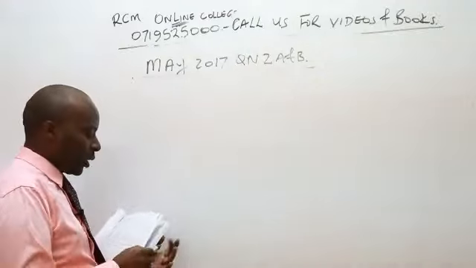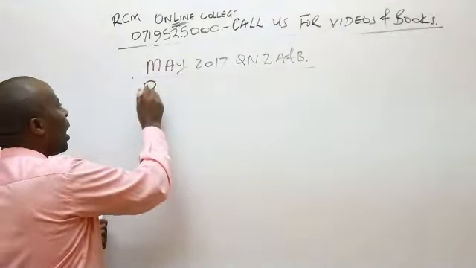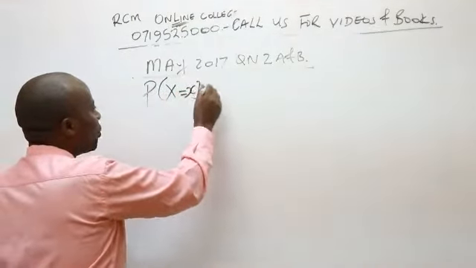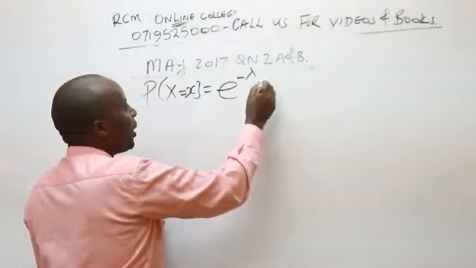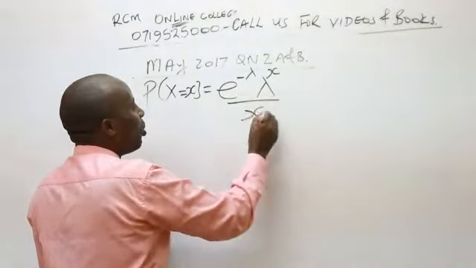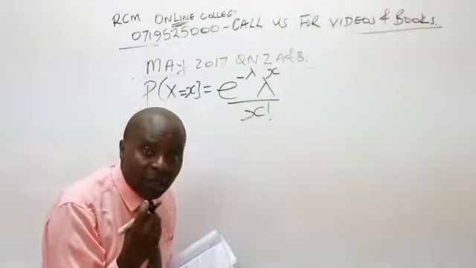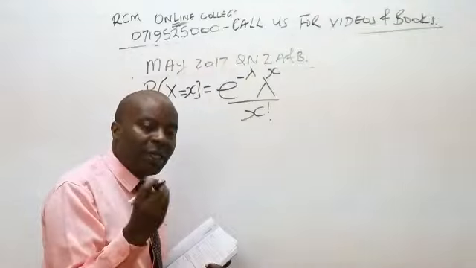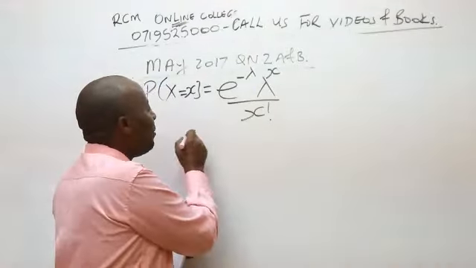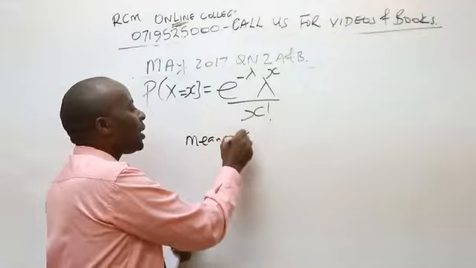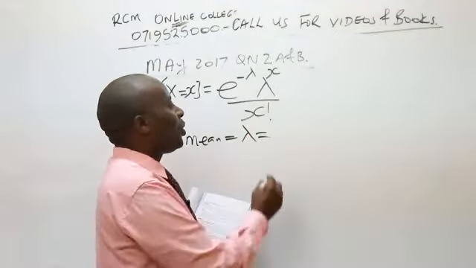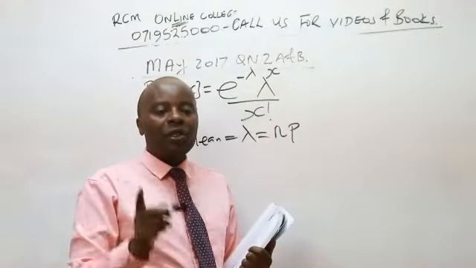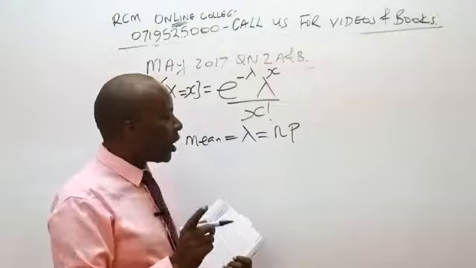Using Poisson distribution, ladies and gentlemen, I know the formula. The probability of X equals small x is equal to e raised to negative lambda, lambda raised to x, all over x factorial. If you remember very well, the key thing you need to evaluate Poisson probability distribution parameters is the mean, which is our lambda. And our lambda is np.